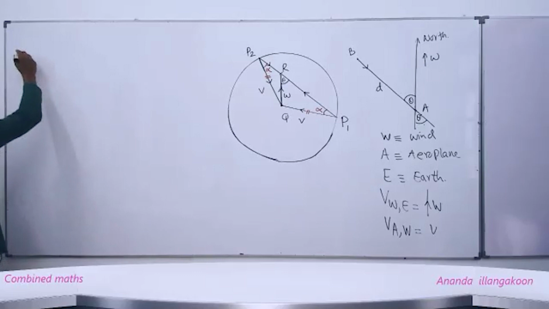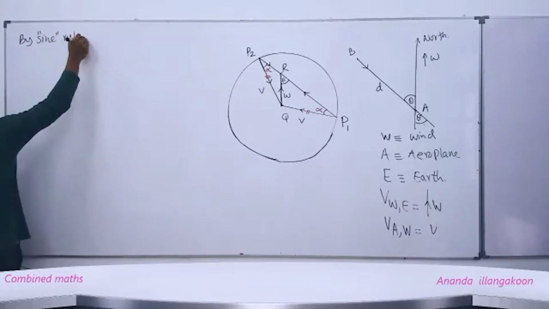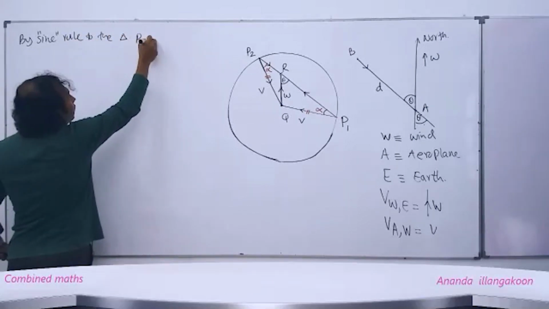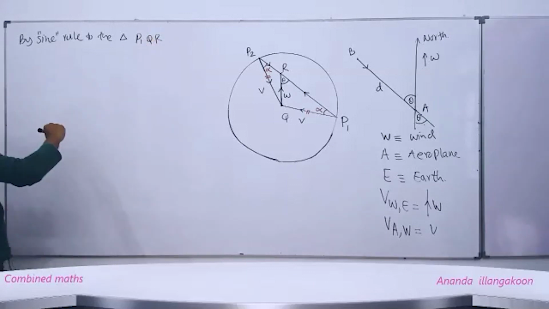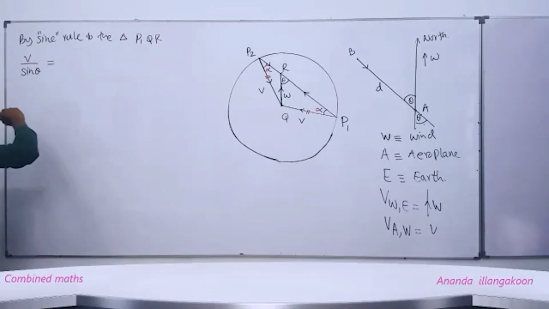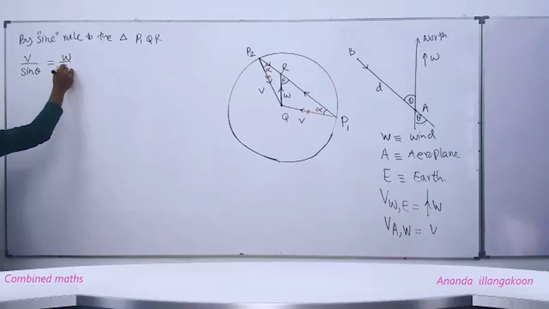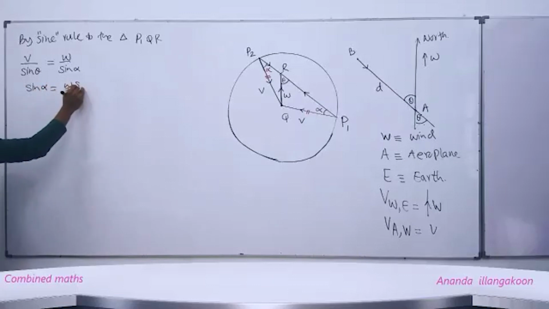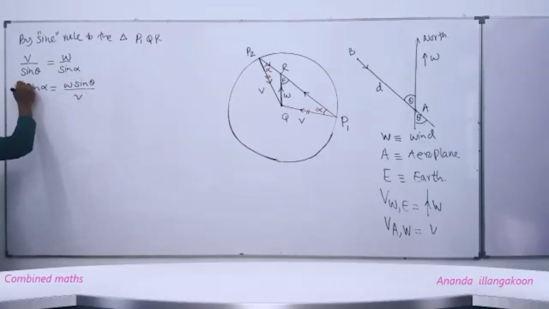Now write, by the sine rule to the triangle P1QR, V over sine theta equals W over sine alpha. Make sine alpha the subject by cross multiplication: sine alpha equals W sine theta divided by V.